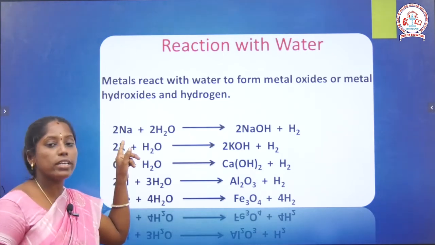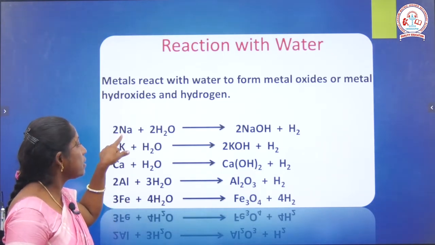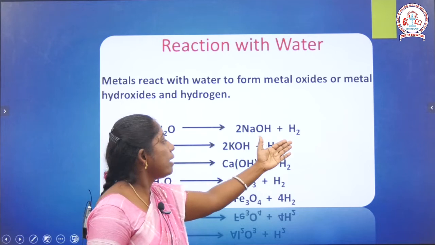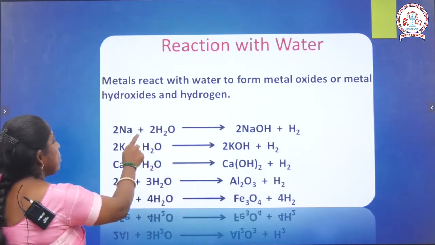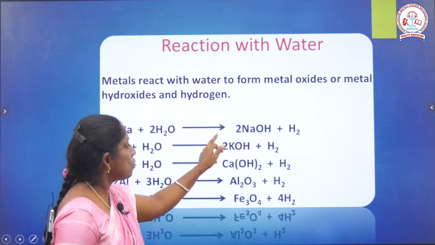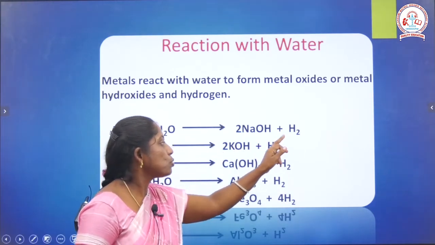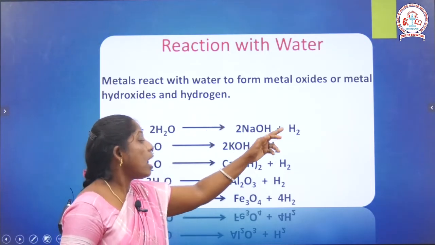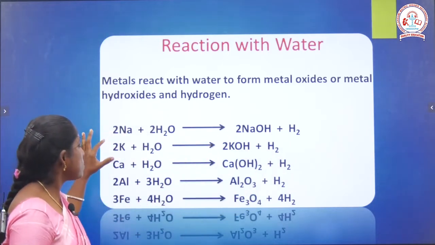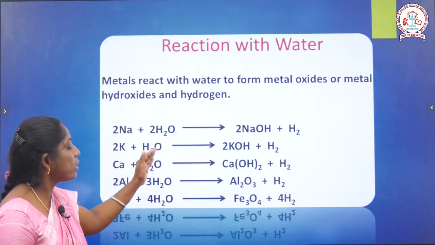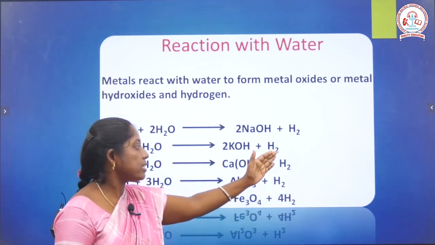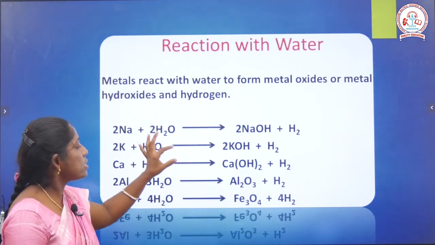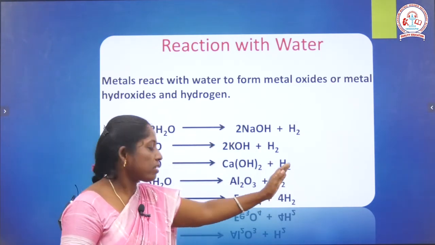First we can see sodium. What is the symbol for sodium? Na. Sodium reacts with water to give sodium hydroxide and hydrogen. 2Na plus 2H2O gives 2NaOH plus H2. So metal reacts with water, changes to metal hydroxide, sodium hydroxide, and gives hydrogen gas. Similarly potassium reacts with water to give potassium hydroxide and hydrogen. Then Ca means calcium. Ca reacts with water to give calcium hydroxide and hydrogen.